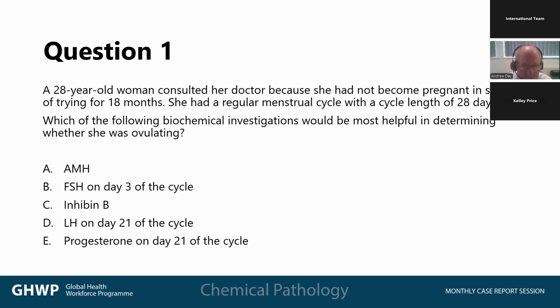I think it's important to remember that AMH is a test for ovarian reserve, the number of follicles sitting in the ovary available for ovulation, whereas progesterone is the test that ovulation has actually occurred in that cycle.